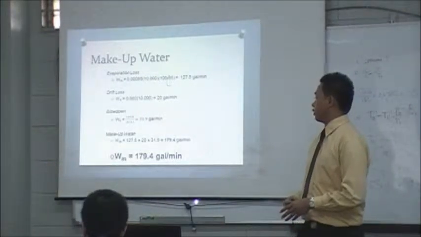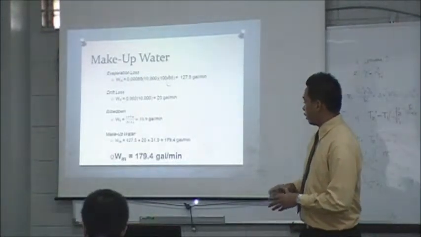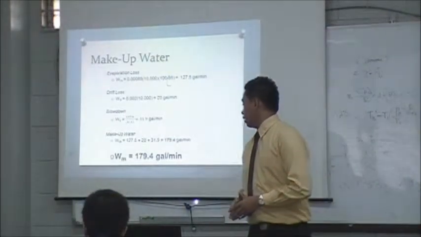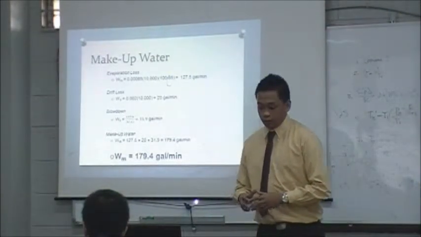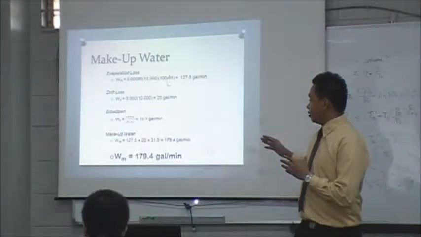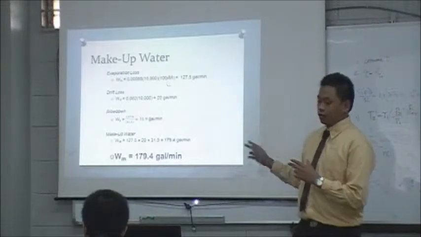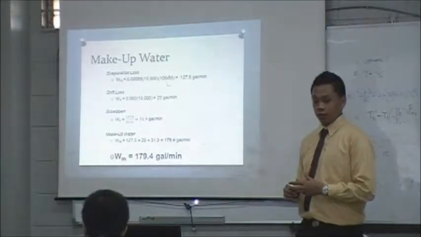Total will be 31.9 gallons per minute. So we have a makeup water of 179.4 gallons per minute. So the makeup water, we need 179.4 gallons per minute to replenish the water losses inside the cooling tower.